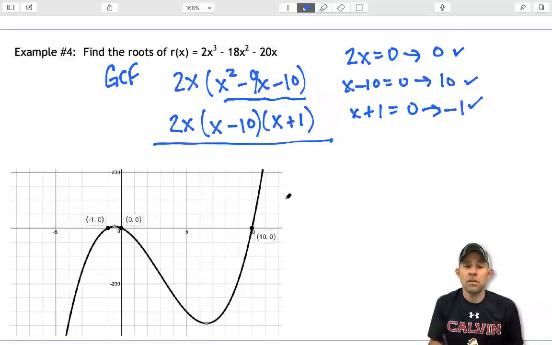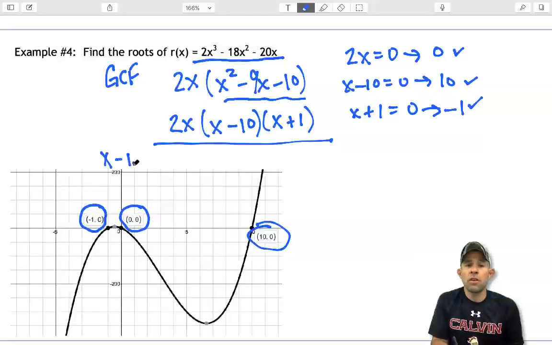Now, if you take a look at the graph of this function here, this 2x cubed minus 18x squared minus 20x, you should see exactly that. My three x-intercepts are negative 1, 0, and positive 10.